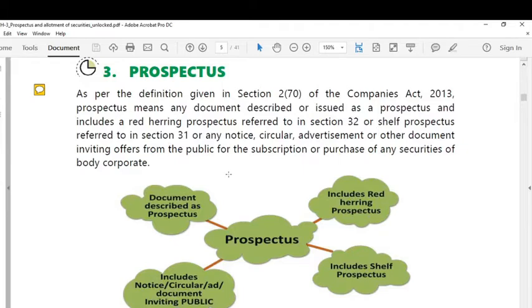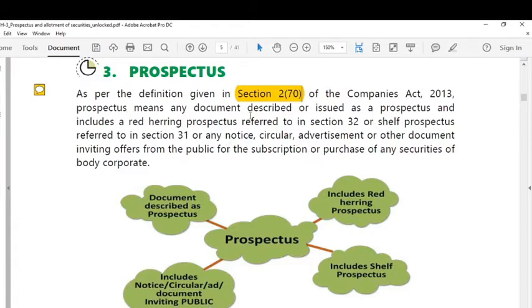If you see the definition of a prospectus, which is given under section 2 subsection 70. So dear students, you don't need to remember all the sections that come in the Companies Act, but there are certain sections you have to remember. Prospectus is a broad topic and prospectus itself is a chapter for you. Hence, you need to remember the section which defines the prospectus.